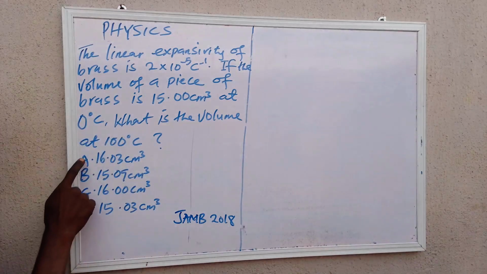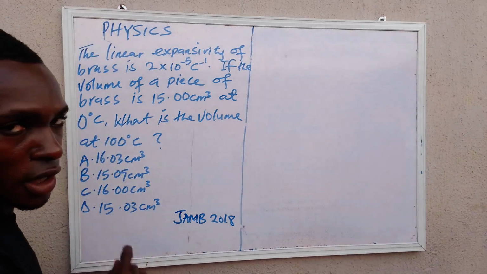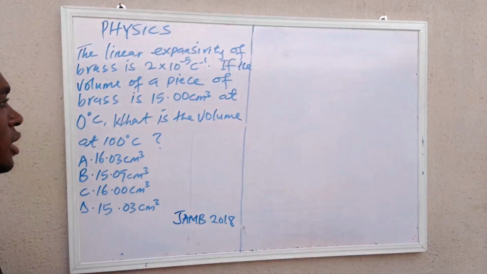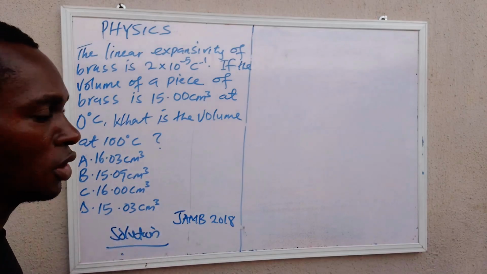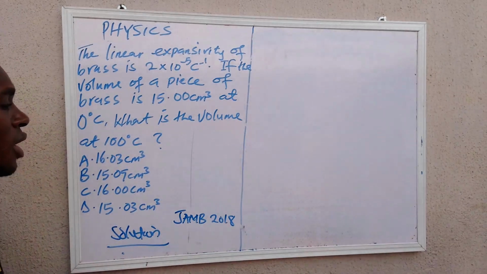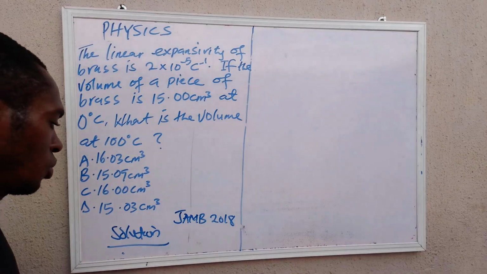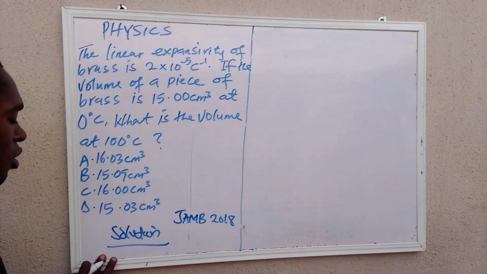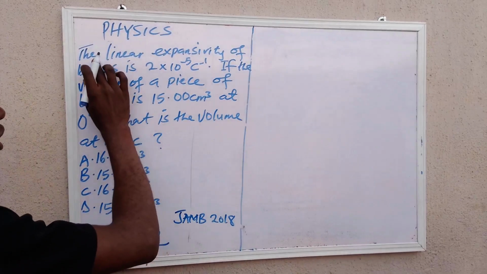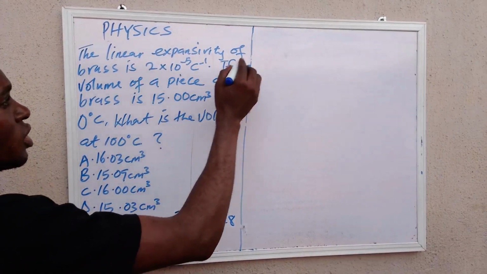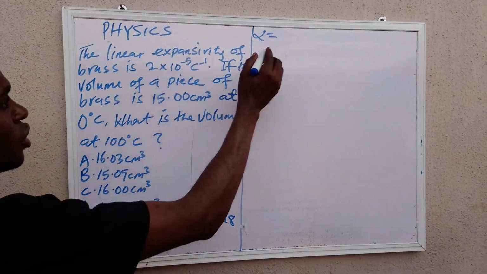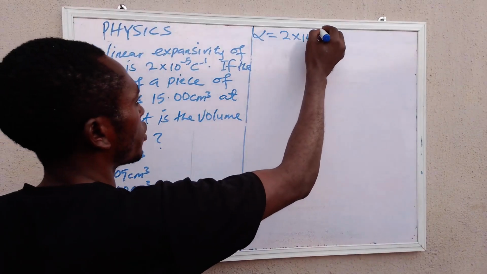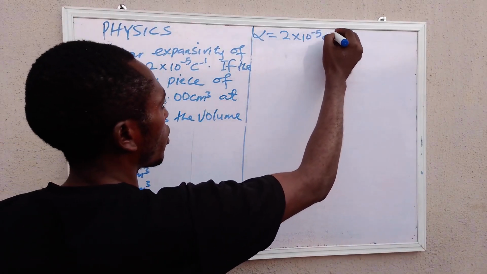So we have the options given from A to D, and we said earlier that this is a JAMB question, 2018. Since it's a JAMB question, you don't have much time, so there will be no need bringing out parameters, but you can bring them out. Since we're trying to solve the question, we're going to bring out the parameters for the sake of learning. The first thing here is the linear expansivity of brass. Linear expansivity is presented using alpha, and it is given as 2 times 10 to the power of minus 5 per Kelvin.